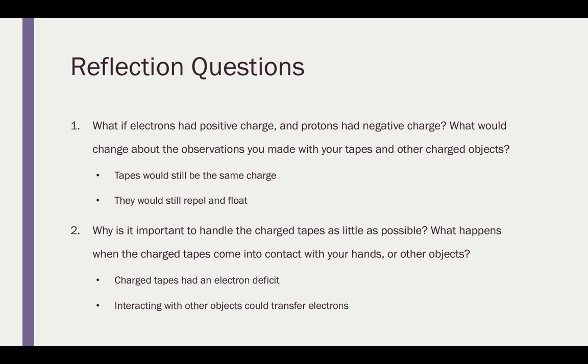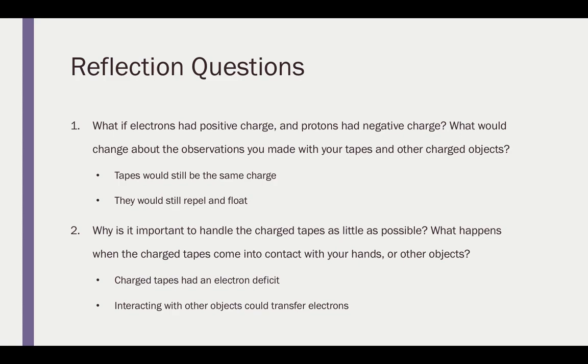The reason that the tapes had a charge is because when we ripped the 2 tapes apart, the electrons moved from one tape to the other. Even if electrons had a positive charge, the tapes would still end up having a charge, it might just be the opposite charge. But because I charged the tapes using the same method, the tapes would still have the same charge as each other, which means that they would still repel and one of the tapes would still float.